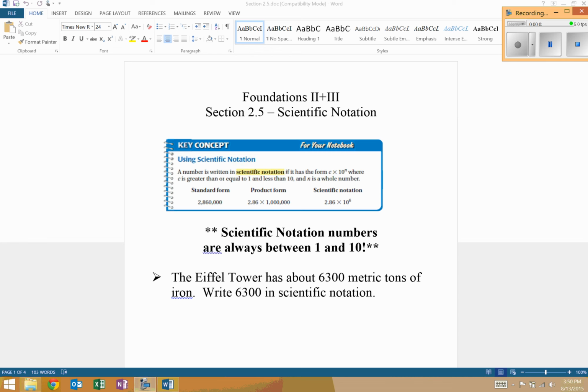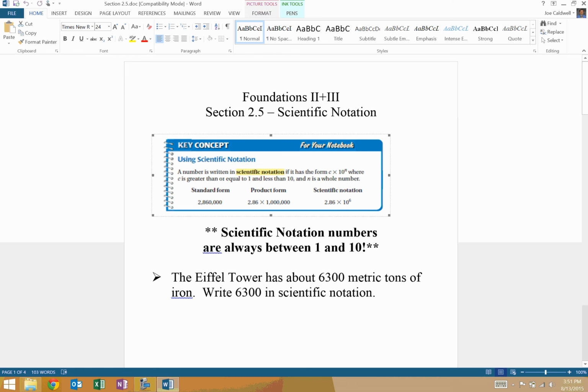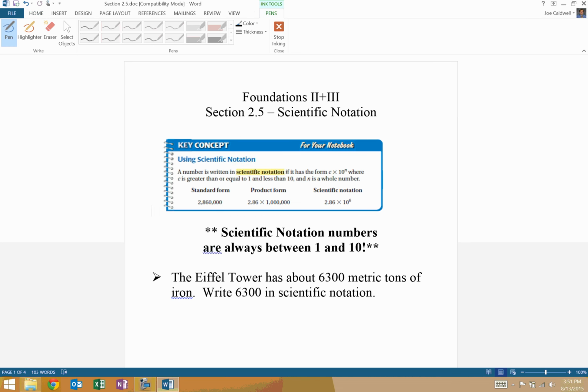All right, scientific notation is basically just a way to write really big numbers in a way that's a little bit more efficient. We have several ways to look at big numbers. Standard form is just your normal number, so nothing new there.